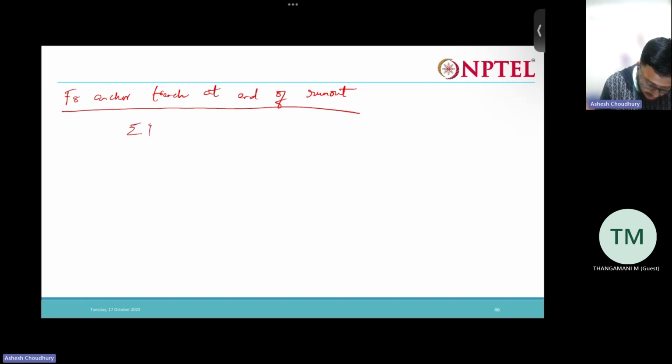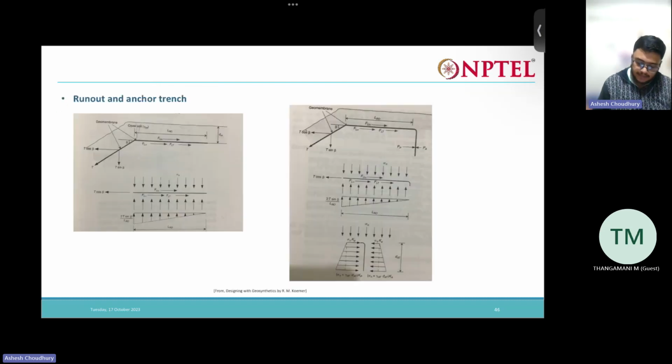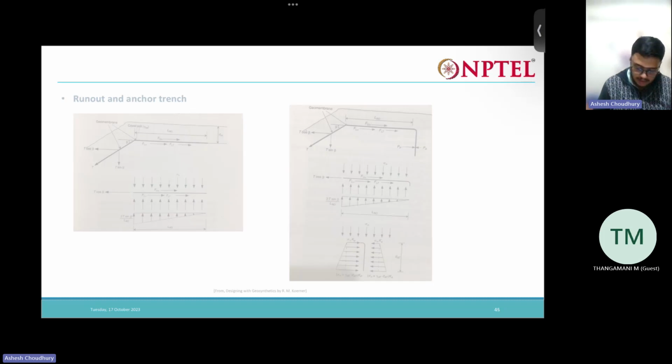Same summation Fx equal to 0. Minus PA plus PP. So these two forces, the active and the passive pressure, are the two extra forces that will get developed.